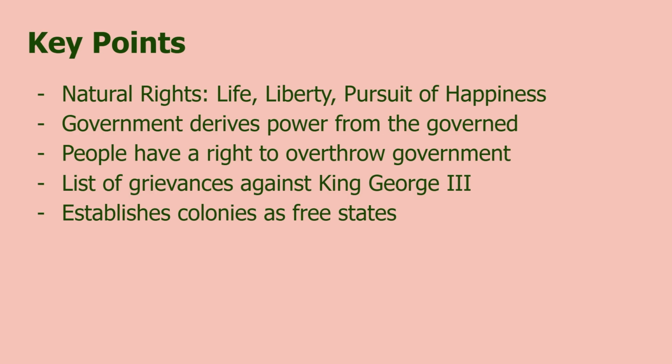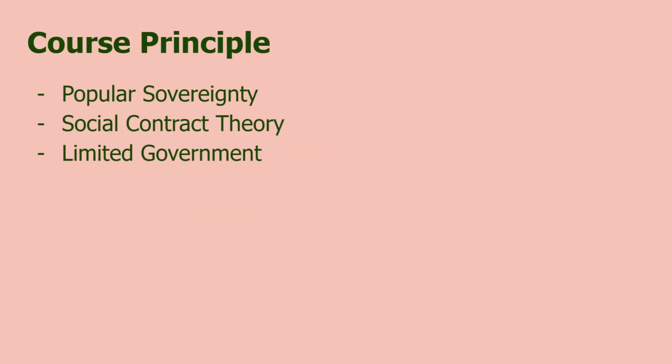government. A large portion of the declaration is a list of grievances against King George. These are the specific actions that the colonies didn't like about the British government as a means to justify the rebellion. And the declaration also says that the colonies are to act as free states when they are separated from Britain.